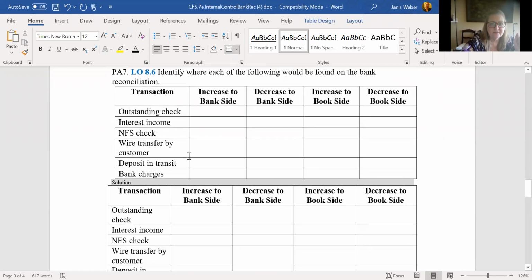Okay. Now, PA 7. We're supposed to identify on this one where the following would be found on the reconciliation. And so we're just trying to mark whether it's an increase to the bank side, a decrease to the bank side, an increase to the book side, or a decrease to the book side. Outstanding checks, those are decreases to the bank side, as you know.